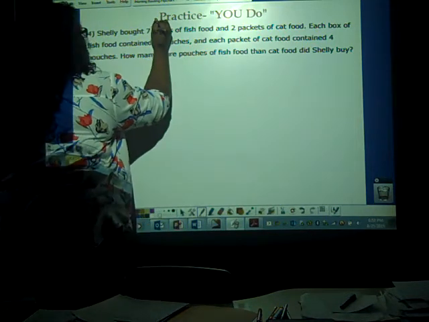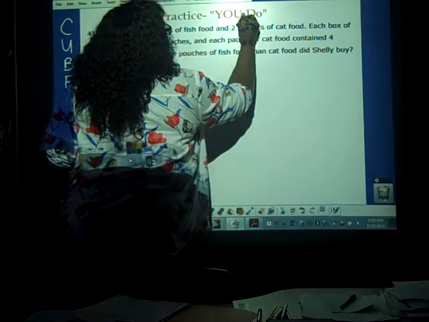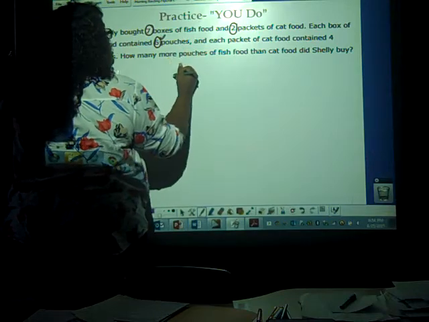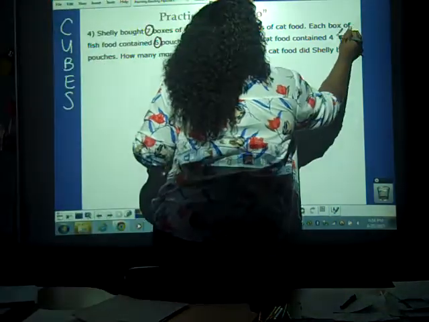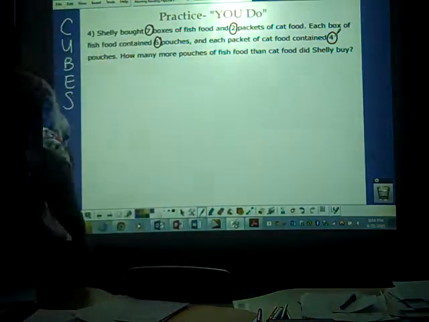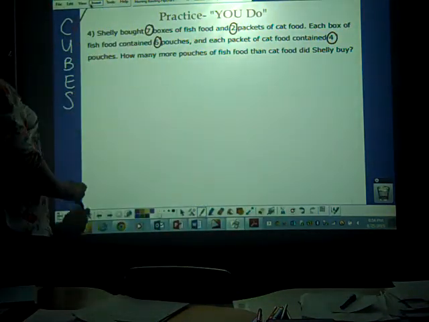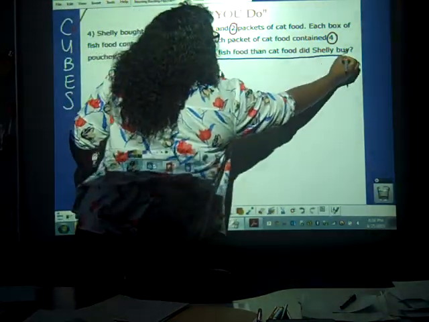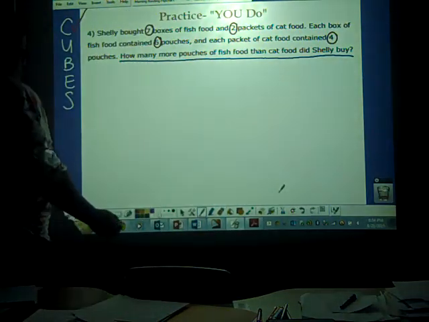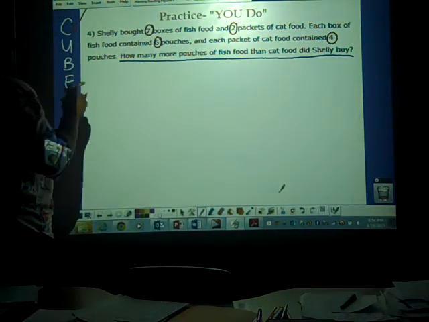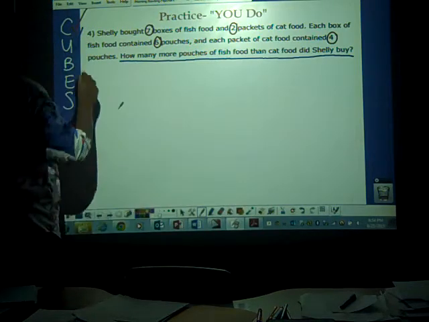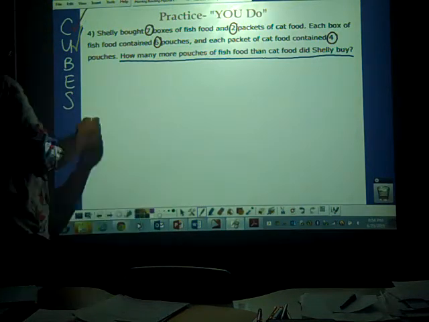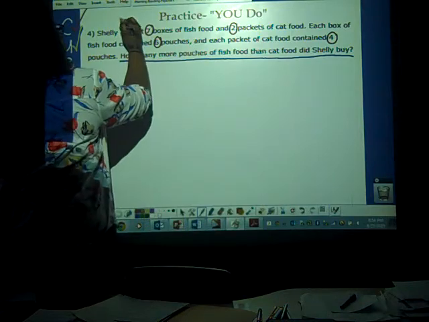Circle our numbers. So we have 7. We have 2. We have 6. And we have 4. So, numbers, circle numbers, check. Underline the question. How many more pouches of fish food than cat food did Shelly buy? Pouches. Okay, that's a key word. Why did I do that in blue? Doesn't make any sense. All right, box. She bought.